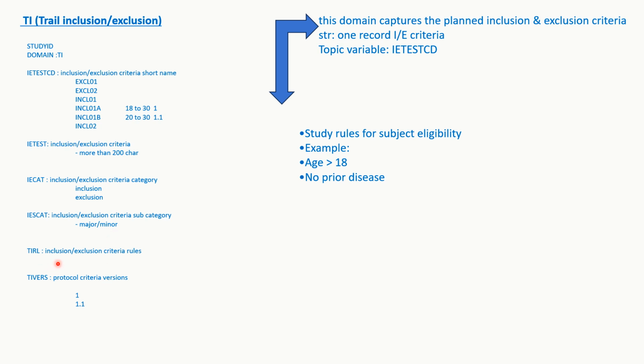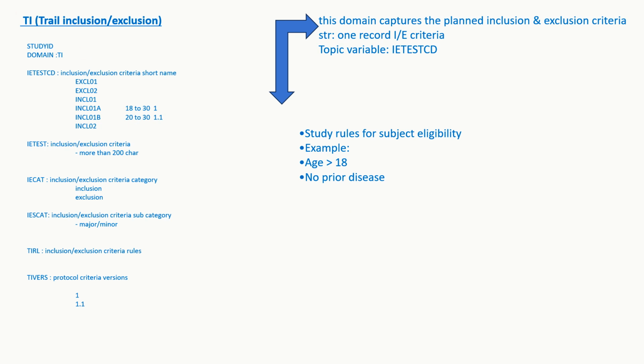So here, inclusion criteria rules will also be captured. And here the protocol version, either 1 or 1.1, will be there. So majorly, in trial inclusion criteria, we will capture the rules of subject eligibility criteria as per the study protocol. For example, age greater than 18, no prior disease. Like this, some eligibility criteria details will be captured here.